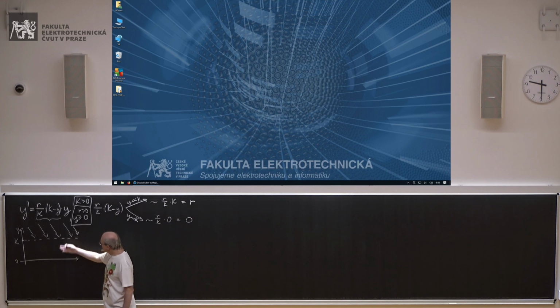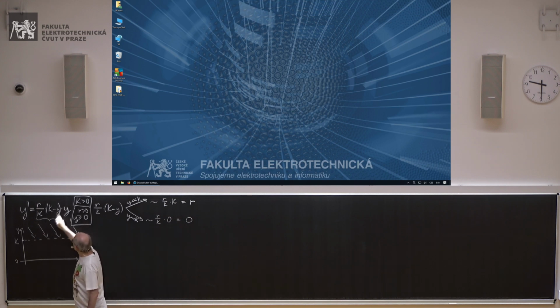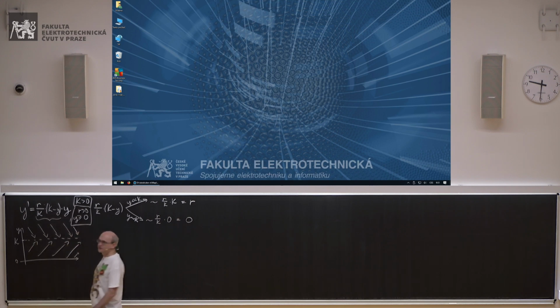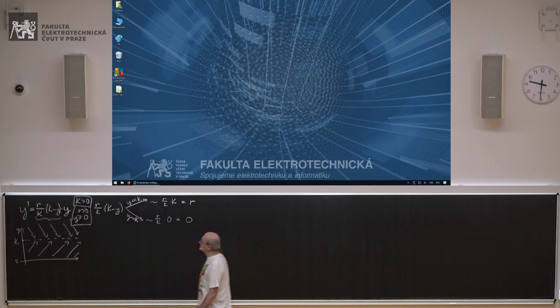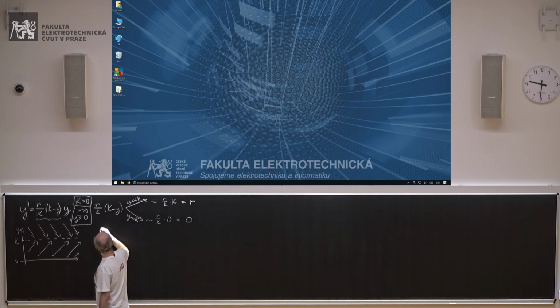What happens if I'm between 0 and K? If I'm between 0 and K with Y, then this is positive, positive, positive, everything is positive. Which sounds positive. Wonderful. That's the slope field for my equation, which, by the way, is called logistic growth.